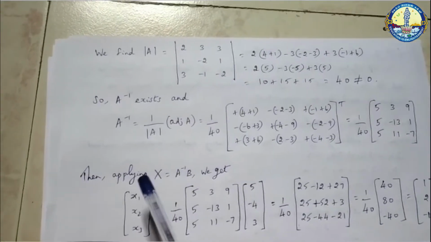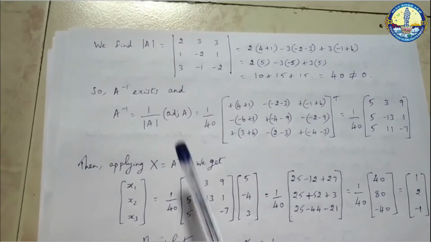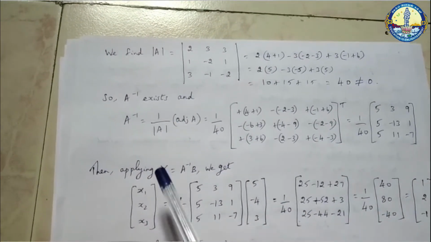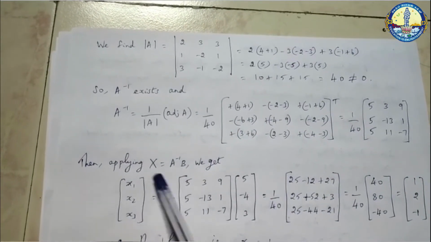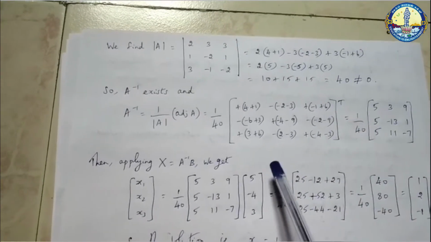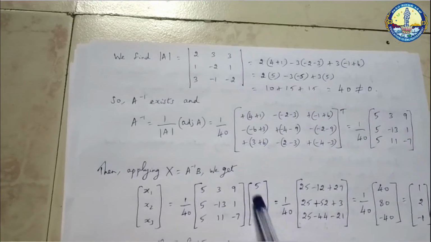So now applying this, x equals A inverse B. The given system is Ax equals B, so we just move A to that side. So x equals A inverse B. So you have to find this value. This value means A inverse into B. A inverse is already this, and B is the value from the given equation.